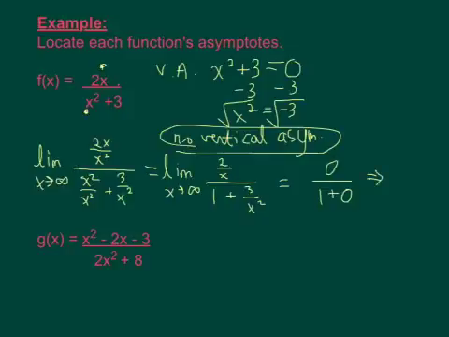To me, that says that y is approaching 0. This is your horizontal asymptote. The y values, the outputs of the function, approach 0.